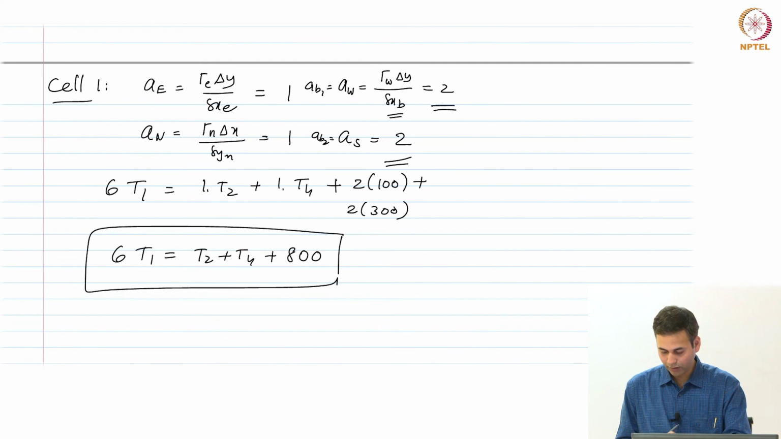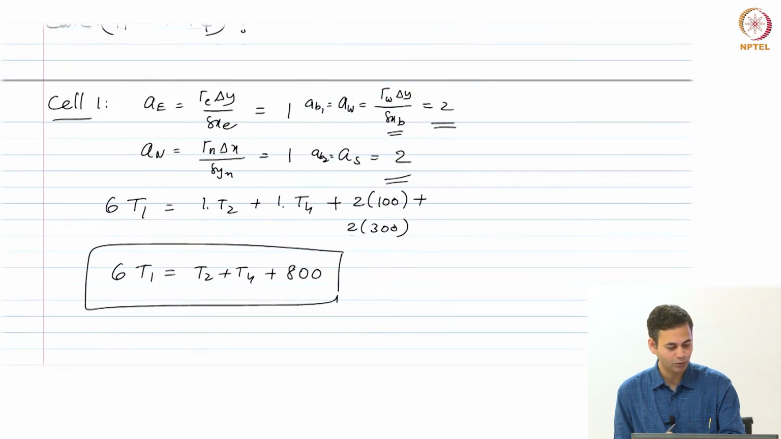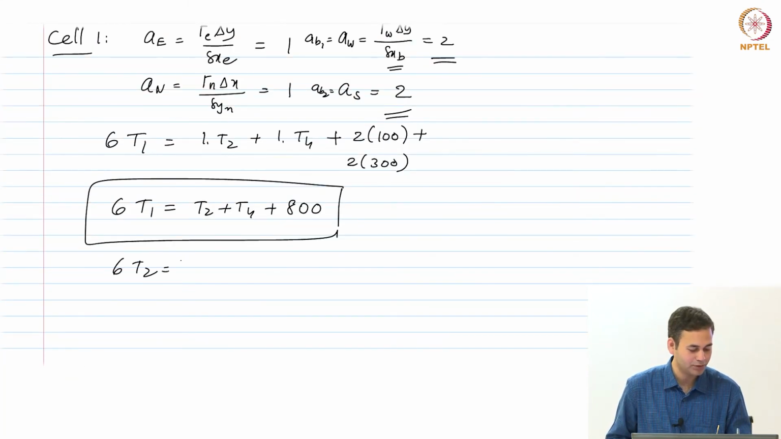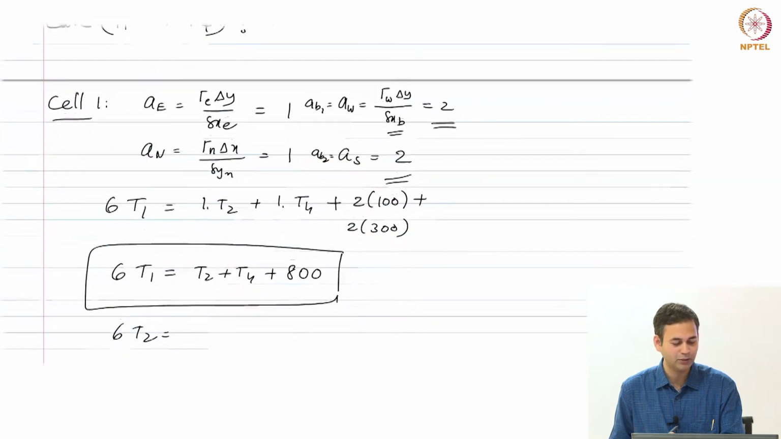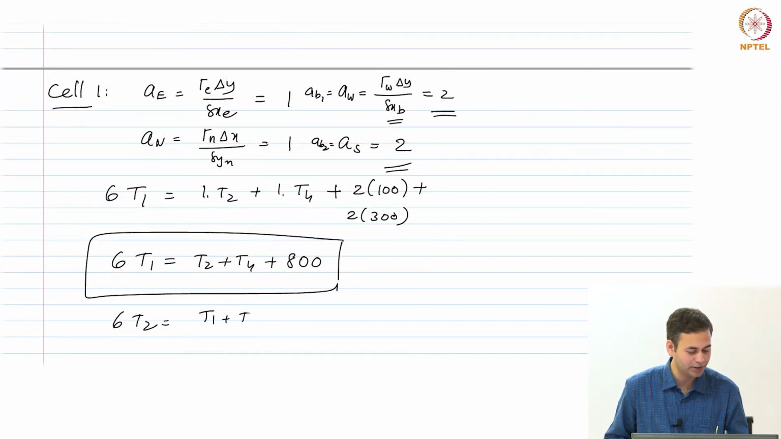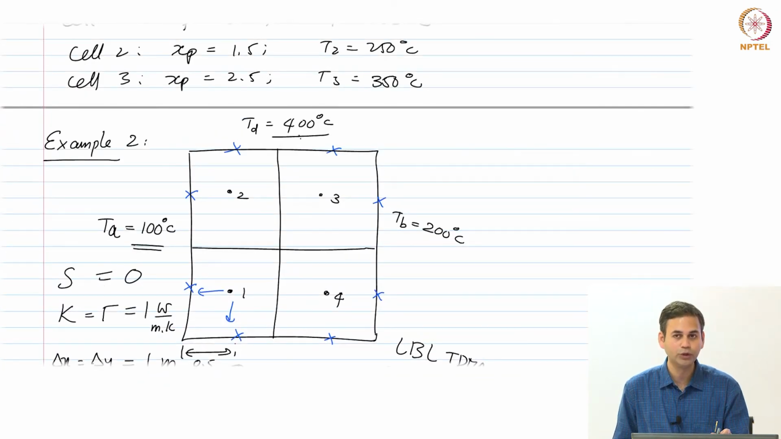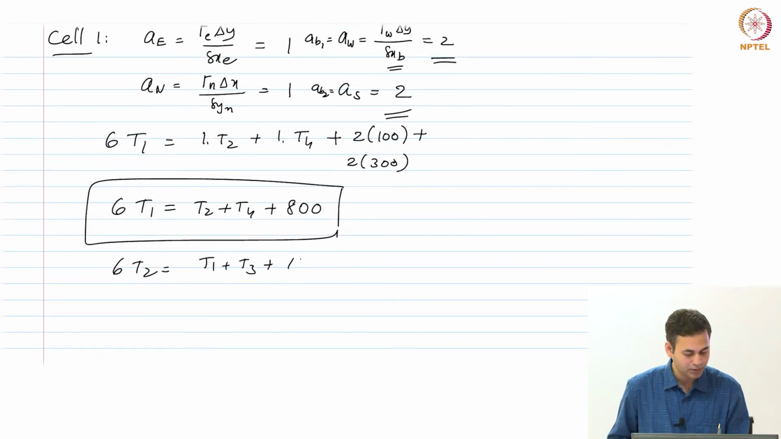Now you would directly tell me what the equations for cell 2, cell 3, cell 4 would be without actually calculating them, okay. So that is the beauty. Now, what is the equation for cell 2? 6T2 equals what will be the neighbors? T1 and T3. So this is T1 plus T3 plus how much will be the boundary terms? 2 into 400, that would be 800, and 2 into 100, that will be 1000, okay. So this will be 1000, fine.